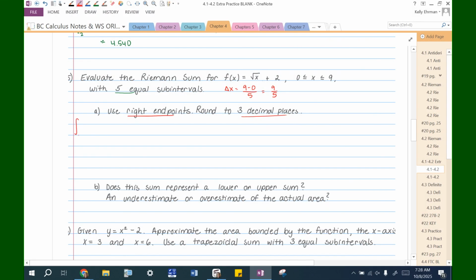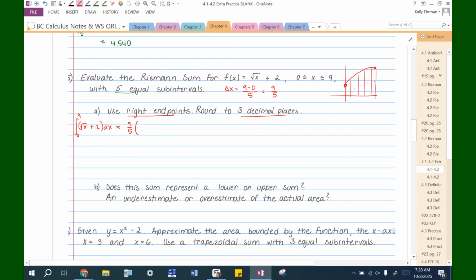So we are saying the integral from 0 to 9 of square root of x plus 2 dx is approximately, they're all going to have this 9/5 delta x. If we're doing right endpoints, that means if you were graphing this from 0 to 9, your first, and you have 5 subintervals.